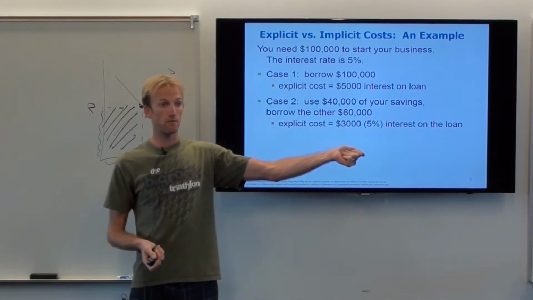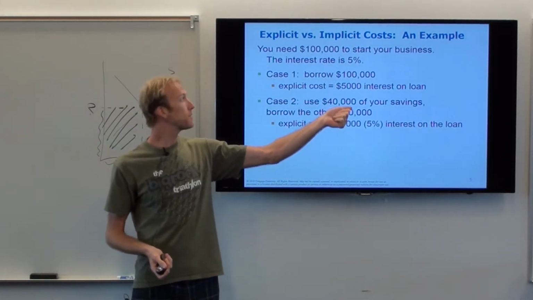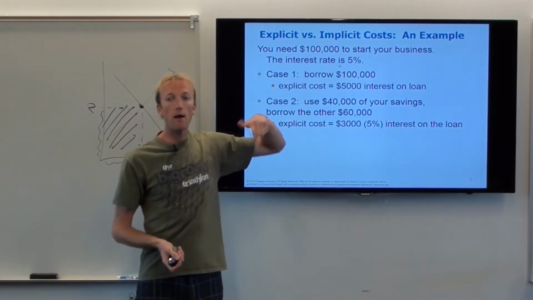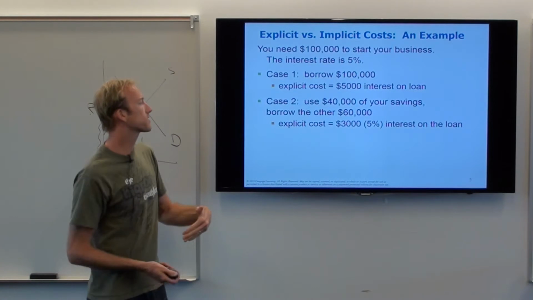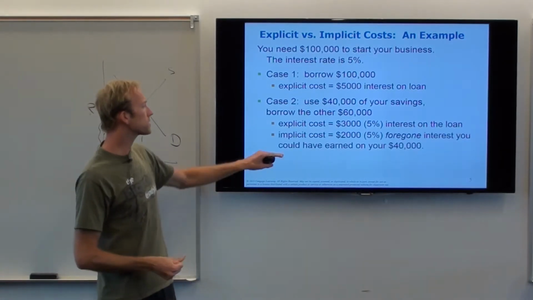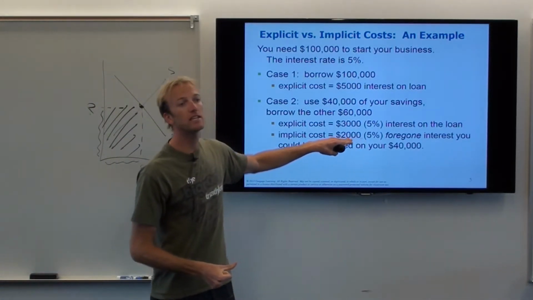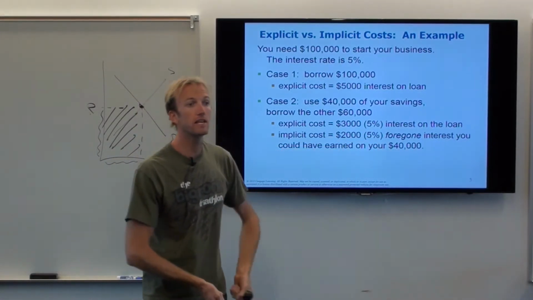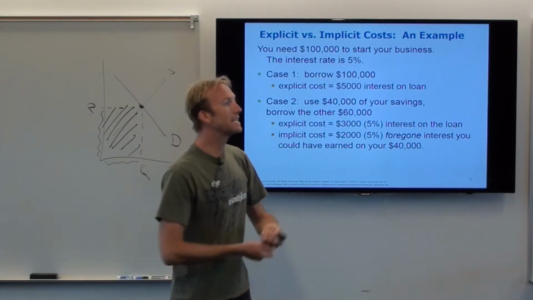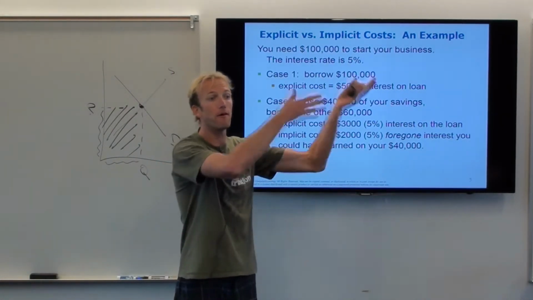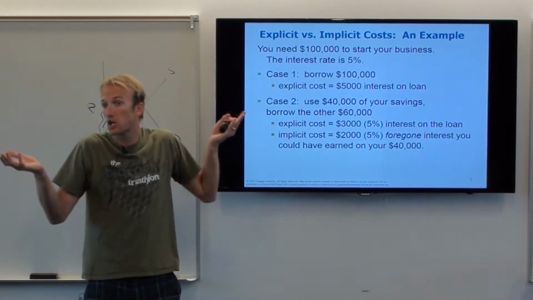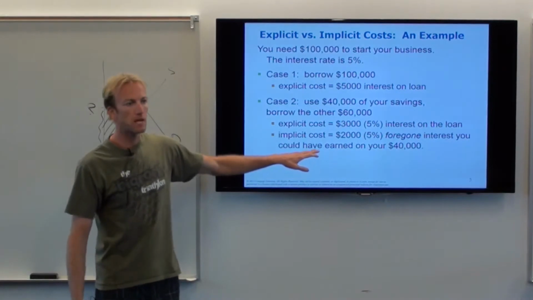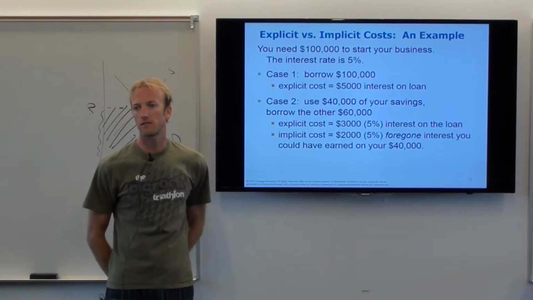I could have loaned it out to someone else. Does that make sense? And how much would I have made on it? 5% interest, right? So I would have made, what's 5% of $40,000? It's $2,000, right? So it's actually an implicit cost. The fact that I took that $40,000 and used it for my factory and I didn't loan it out to someone, I gave up $2,000 of interest that I could have earned. We'll call that foregone interest, that I could have earned on the $40,000.